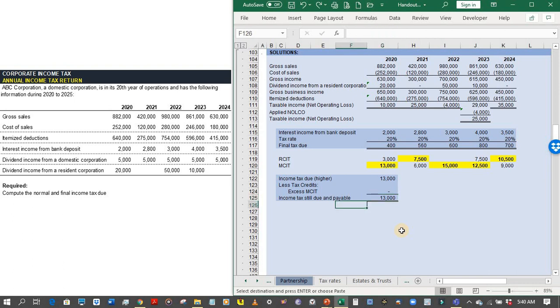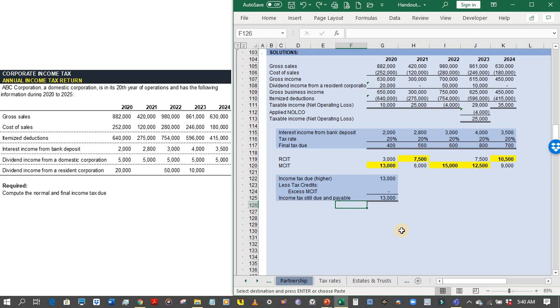And since in 2020 the higher amount is MCIT, which is 13,000 pesos, it means that there will be an excess MCIT. So the excess MCIT for the year is 10,000 pesos. That is 13,000 less 3,000 pesos of RCIT. Again, excess MCIT is the difference between MCIT and RCIT.